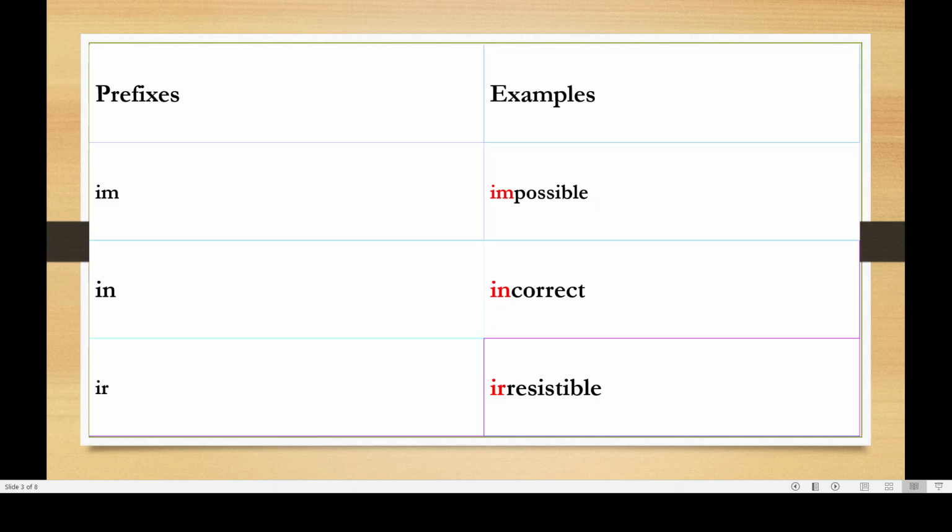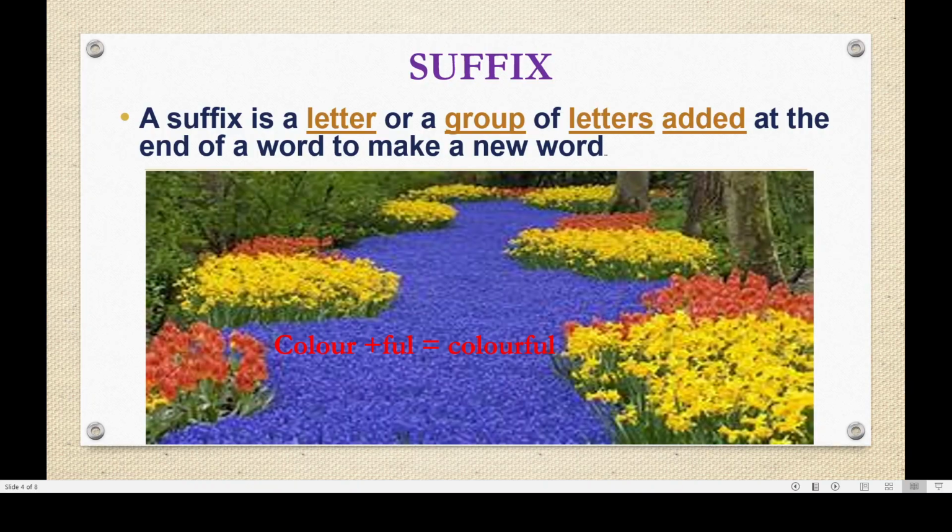Now let us see a few more examples for prefix. Especially in this slide, we are going to learn how to form antonyms using prefixes. For example, when we add im to possible, it becomes impossible, and it conveys a negative meaning. Then when we add in to correct, incorrect. Then ir to resistible, irresistible. This is one of the ways to form antonyms.